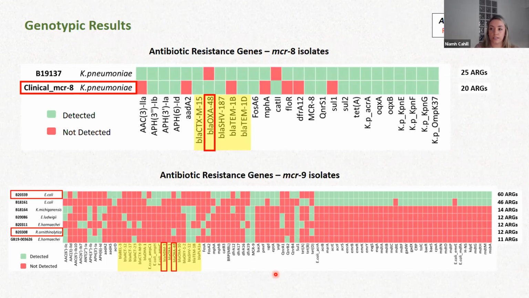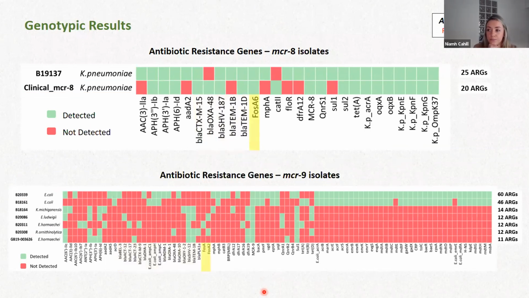So we have an OXA48 that was detected in the clinical sample, and we also have an OXA48 down here in the MCR9 isolate that was detected in wastewater treatment plant influent. Then we have an NDM as well in the MCR9 isolates that was detected here in a freshwater river sample. The co-harboring of carbapenemases and MCR genes can significantly compromise treatment options in relation to carbapenem resistant infections.